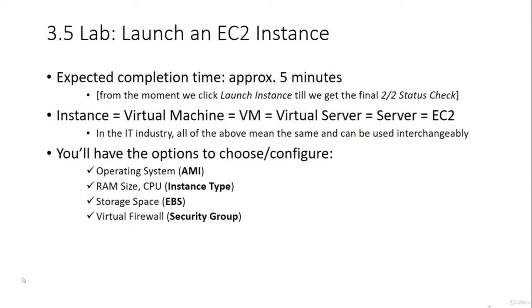So you have the option, while you launch an instance, to choose your operating system through AMI, RAM, CPU through instance type, storage space through EBS, and you can configure virtual firewall through security group. So you need to remember AMI, instance type, EBS, security group. All these will be used in this section. And we have already discussed all of them.